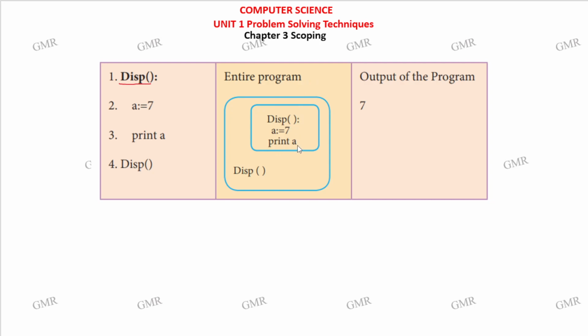In the display function, the value of a is equal to 7. We are going to print a. The value will be printed as 7. Again, we are calling display. So the output of the program will be 7. Here, the value is given inside the function, so it is local scope. Then next we are going to see about global scope.